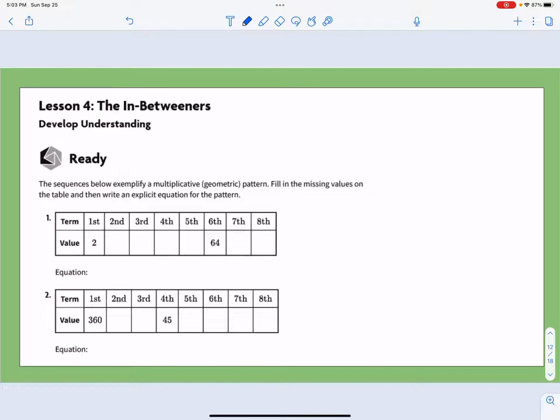All right, we have sequences below that exemplify a multiplicative or geometric pattern, or multiplying. Fill in the missing values, and then write an explicit equation. Okay, so we're multiplying by something to get up. We can tell from 2 to 64, we're definitely multiplying by a whole number, because it's getting larger. So let's just start with some basics. Let's just try something like 2. If it's 2, I'm going to go 2, 4. 4 times 2 is 8. 8 times 2 is 16. 16 times 2 is 32. 32 times 2 is 64. So I'm right on track. Fill them out, 128 and 256.